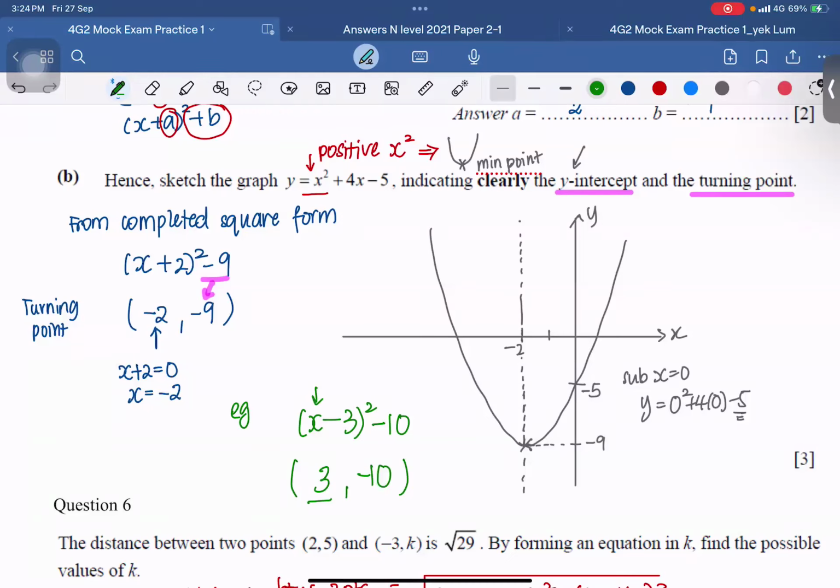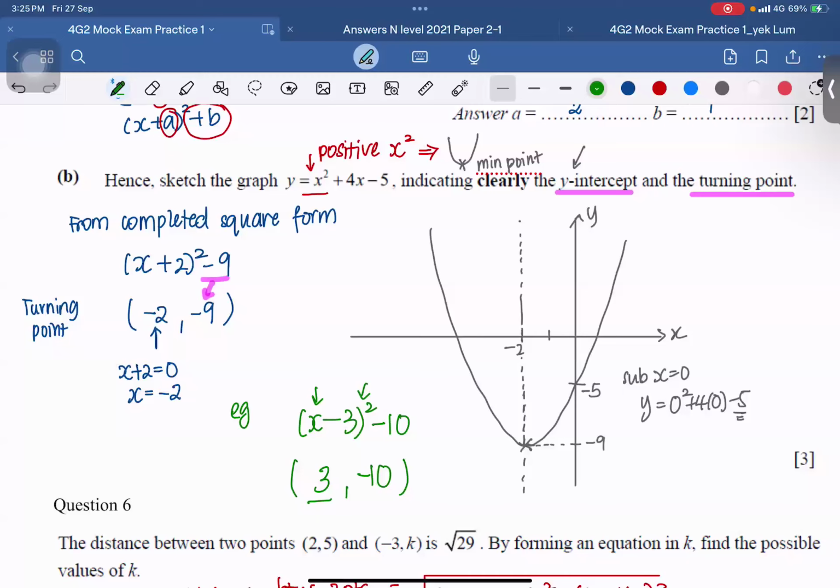Then this one, the x squared is a happy face or sad face? You see x squared, happy face or sad face? Happy. Yes. So I just need to draw a happy face, make sure my minimum point x is 3, y is -10, then I can get my marks ready. If they want to check for the y-intercept, I just plug in the equation. Okay, so this one example, you all know, right?